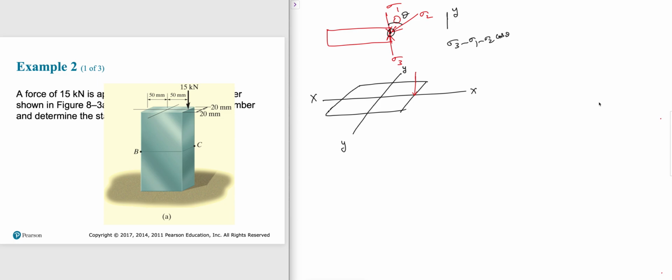So it is on the x-axis, but it is at an offset from the y-axis by 50 millimeter, and that is a 15 kilonewton force, and this is at an offset of 50 millimeter. The other part is 50 millimeter as well. This one is 20 millimeter. This is 20 millimeter. Okay, this is the problem given.